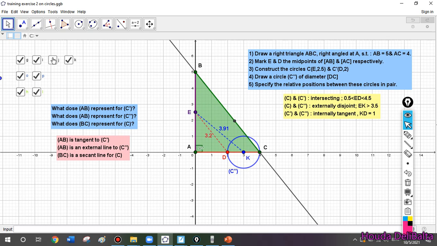And let me redraw them. BC, that line BC, according to C, the purple circle, is a secant because it cuts it at 2 points, as well as it's a secant for C prime too. That's according to the relative positions. So that line BC is a secant for the purple circle, the red circle, and the blue circle as well. It cuts each circle at 2 distinct points. So that's according to the relative positions between circles together and circles and lines.